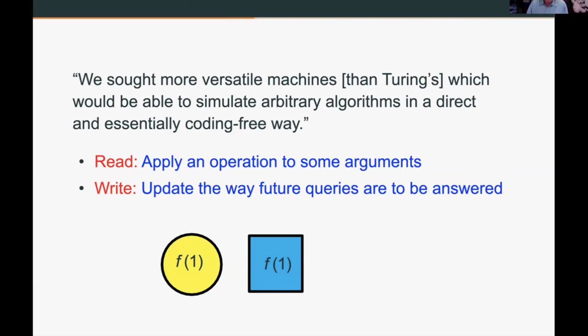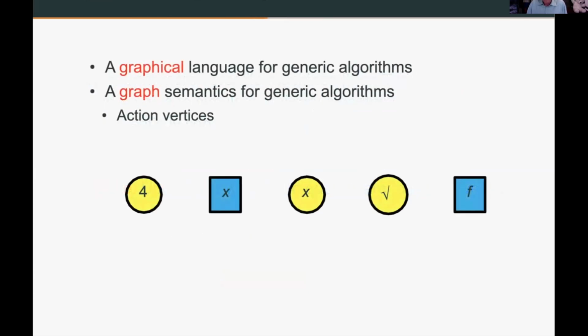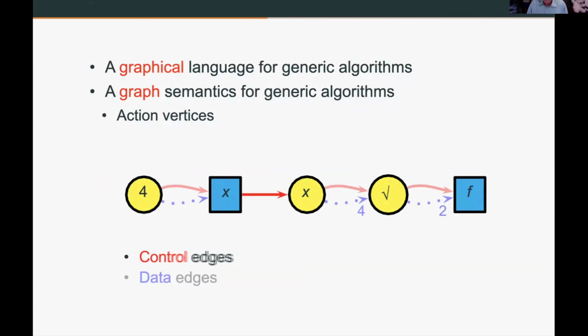And writing is to update the graph of this function f by changing what's in f of 1 to be something else. So it's a generalization of Turing to arbitrary structures, not just tapes. So for me, we'll have vertices that are these reads and writes. We'll see some other vertices soon. And they'll be connected by control edges, which I'm drawing in red, meaning that the write to X happens before the read of X. So you get the new value in the read.